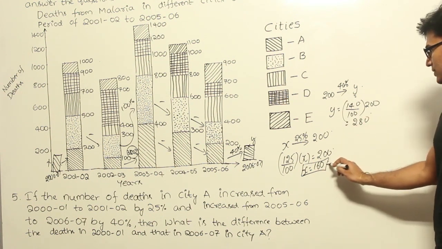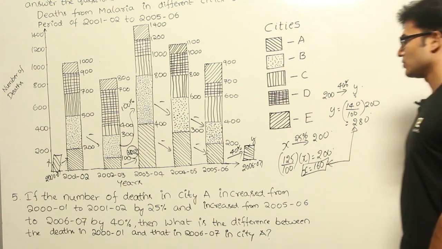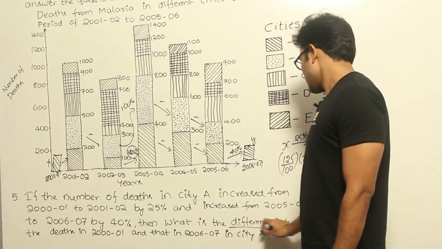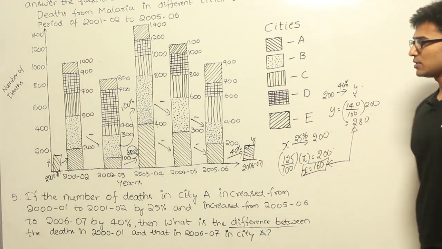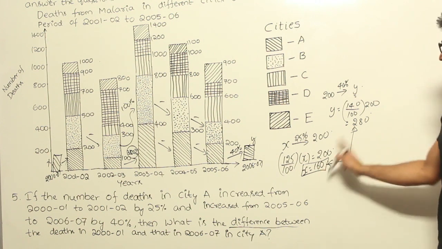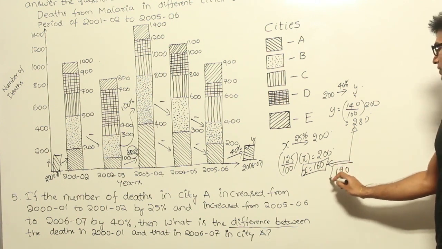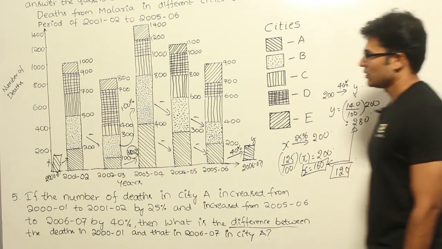Now they are asking us not the exact values but the difference between these two numbers, right? That is what they are asking. What is the difference between the deaths in 2000 to 2001 and that in 2006 to 7? So the difference is what they are asking. Now if you compute the difference, it is going to be 120. Alright, that is the answer.